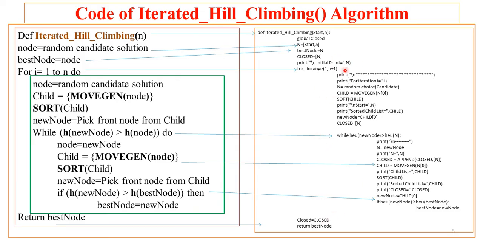Now, once we are done with the complete execution of the algorithm, at the end the local closed list is copied to the global closed list variable, and the best node is returned. So our algorithm will remember the best node, and that best node is nothing but the global maxima. We'll see the output of this code in the next slide.